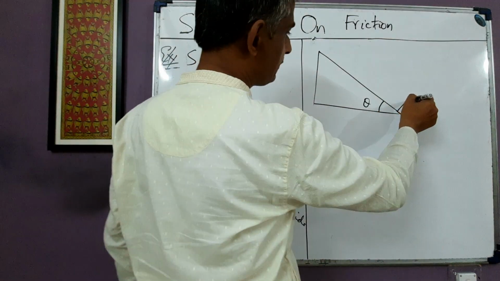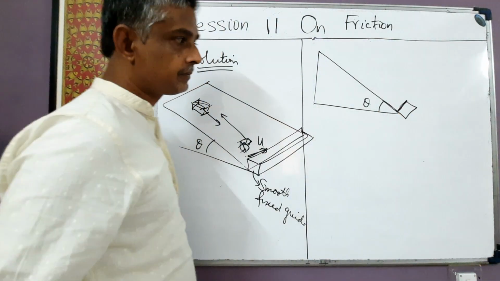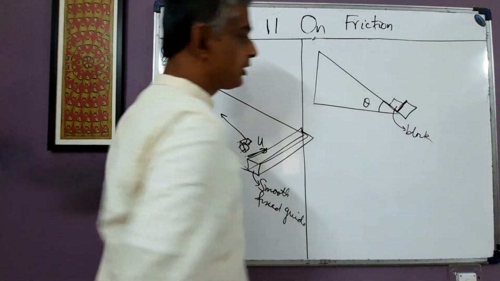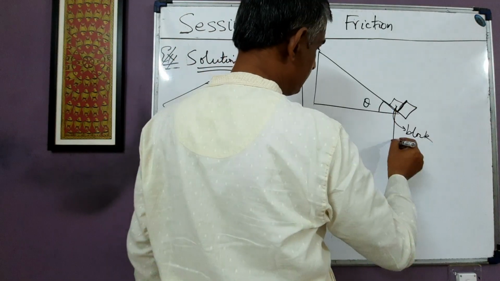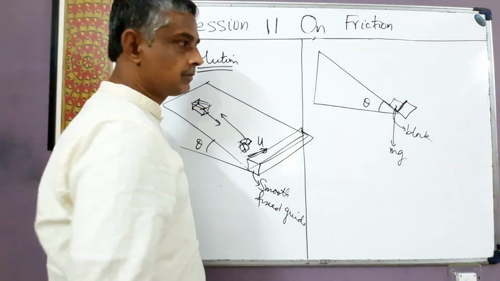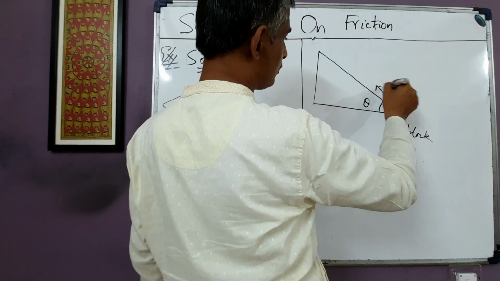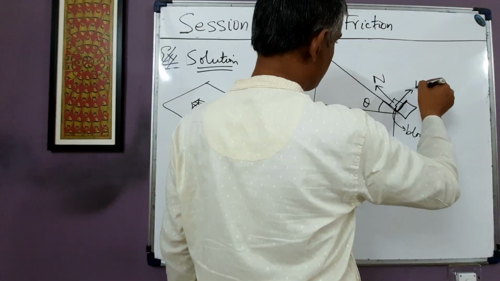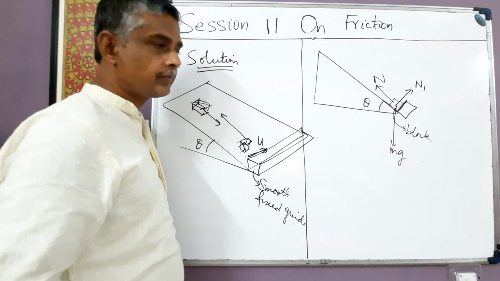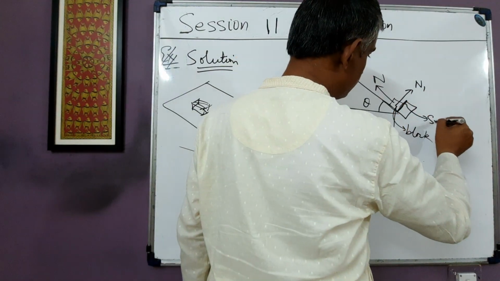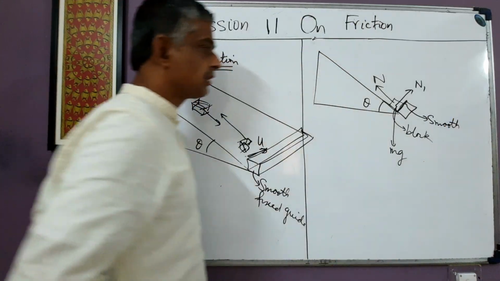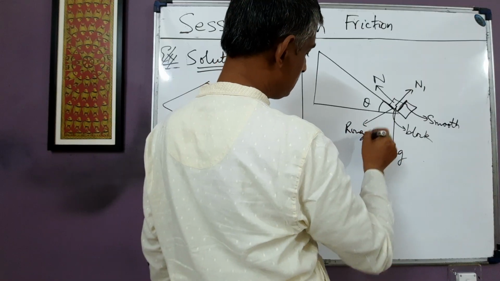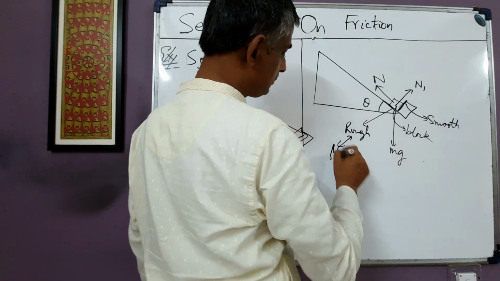This surface of the guide is smooth. Only this surface is rough. So this is the block, and I draw its free body. There is mg. This guide will exert some normal force N on the block up the incline. This rough inclined surface will exert a normal force N1 on the block in this direction. The surface of the guide is given to be smooth, but this surface is rough. Let us take the friction coefficient here to be mu.